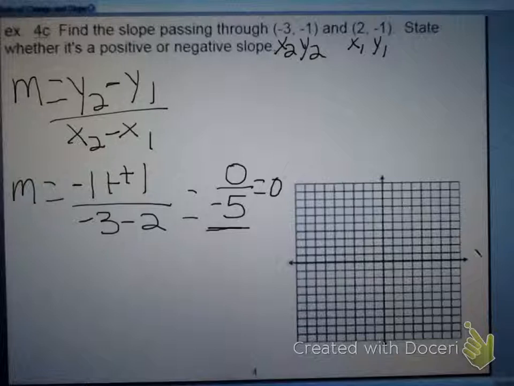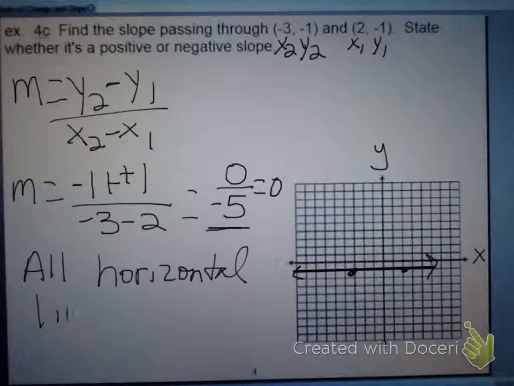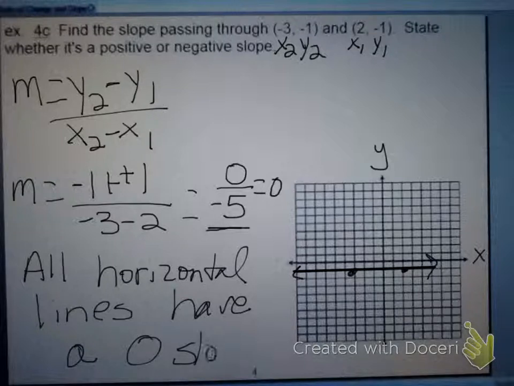Now let's plot these 2 points and see what we get. Okay, when we plot these 2 points, we get a horizontal line. So we can come to a conclusion. All horizontal lines have a 0 slope.